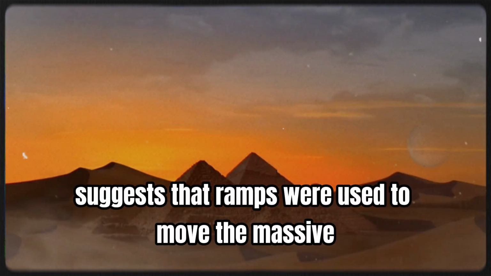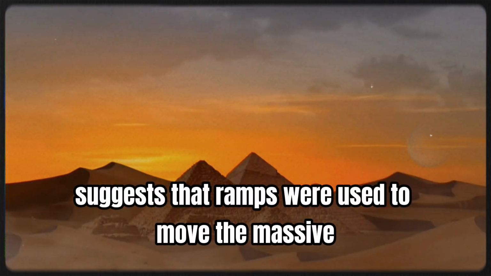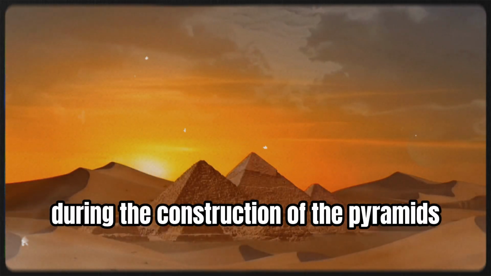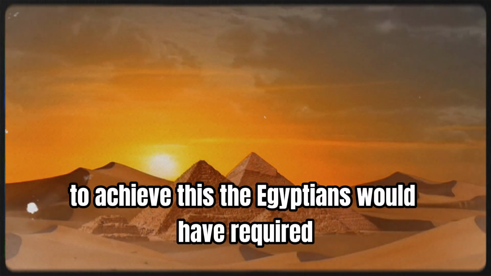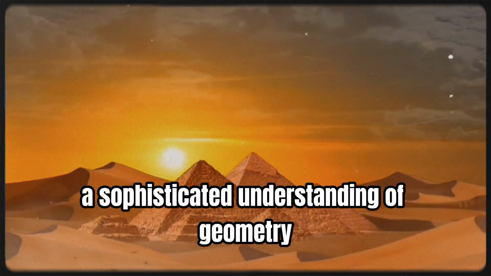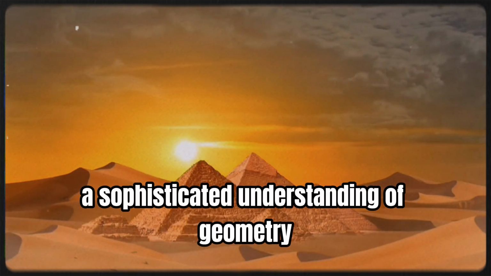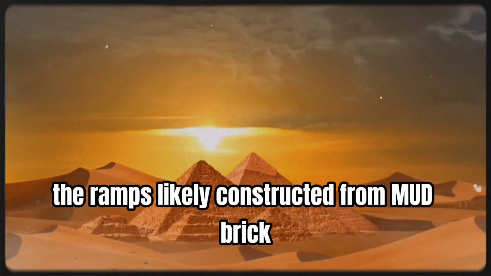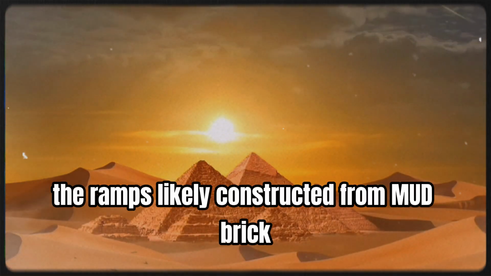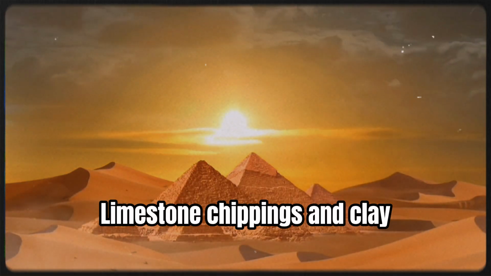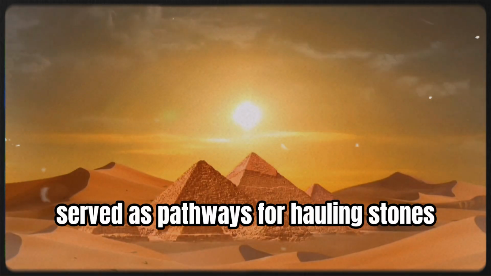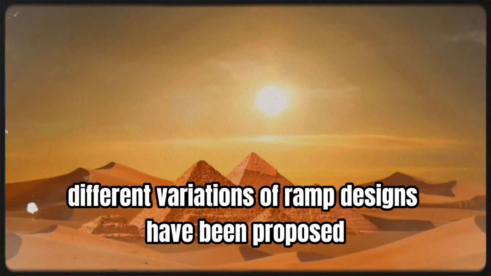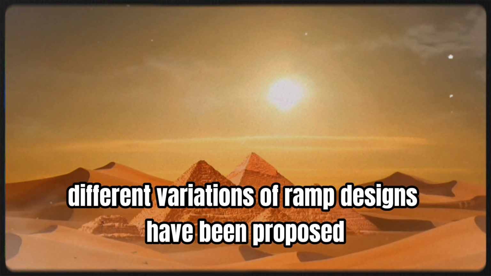The mechanics of the ramp theory. The ramp theory suggests that ramps were used to move the massive stone blocks into position during the construction of the pyramids. To achieve this, the Egyptians would have required a sophisticated understanding of geometry, physics, and workforce organization. The ramps, likely constructed from mud brick, limestone chippings, and clay, served as pathways for hauling stones using sledges and manpower. Different variations of ramp designs have been proposed.